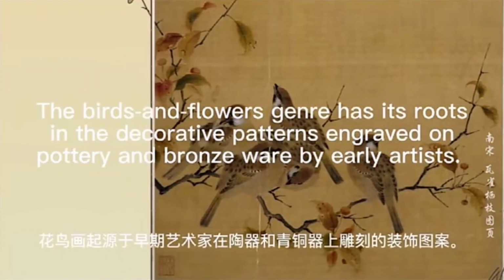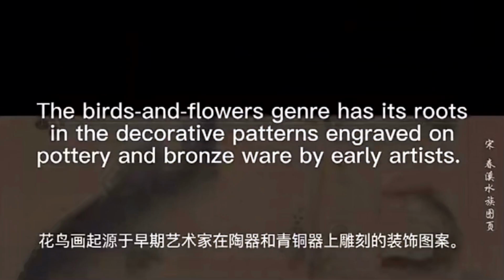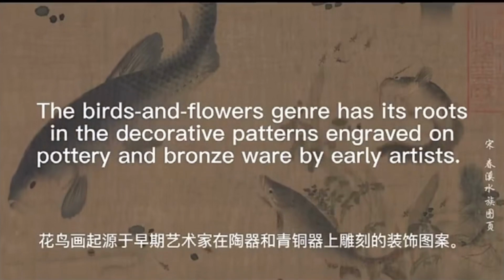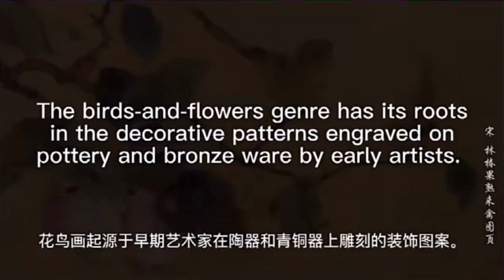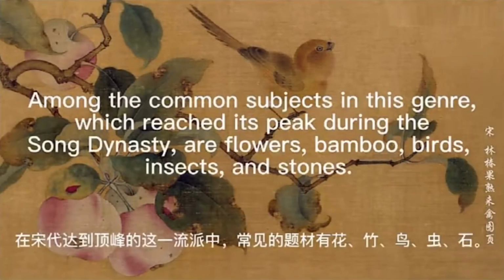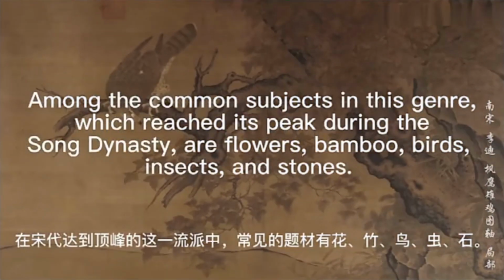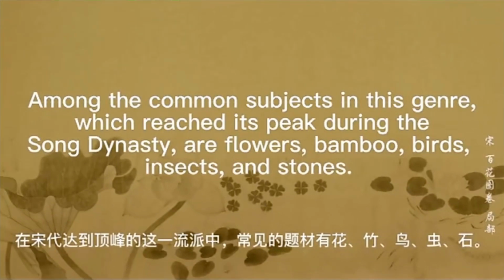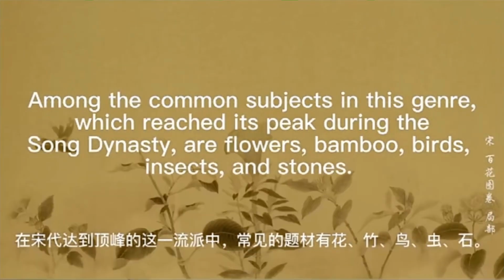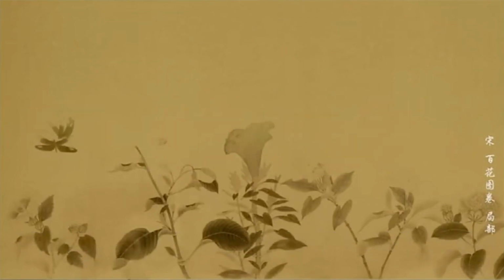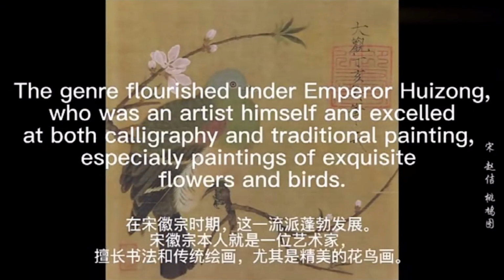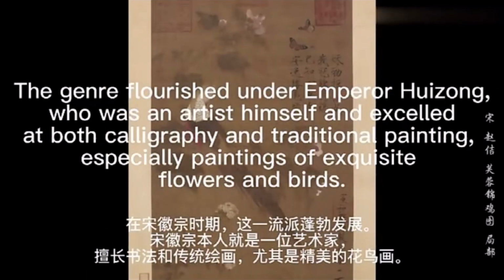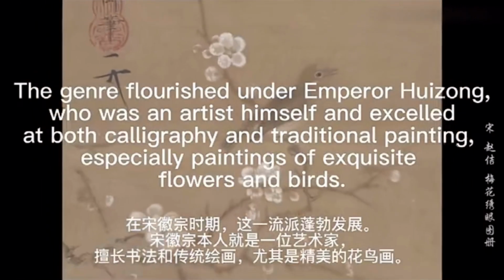The birds and flowers genre had its roots in decorative patterns engraved on pottery and bronze work by early artists. Among the common subjects in this genre, which reached its peak during the Song Dynasty, are flowers, bamboo, birds, insects, and stones. The genre flourished under Emperor Huizong, who was an artist himself and excelled at both calligraphy and traditional painting, especially paintings of exquisite flowers and birds.